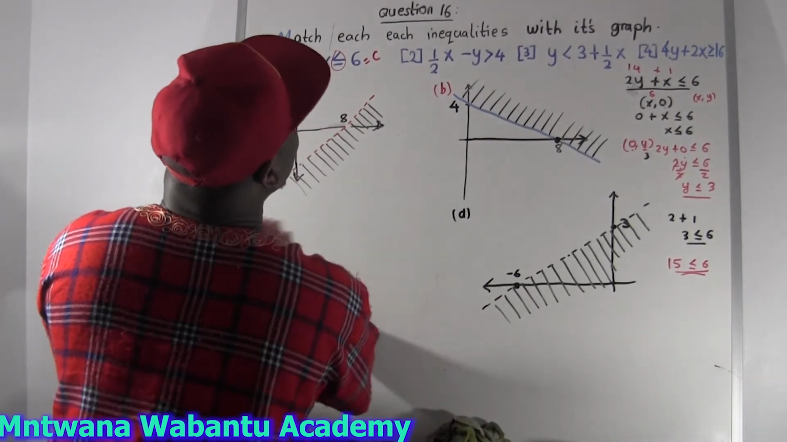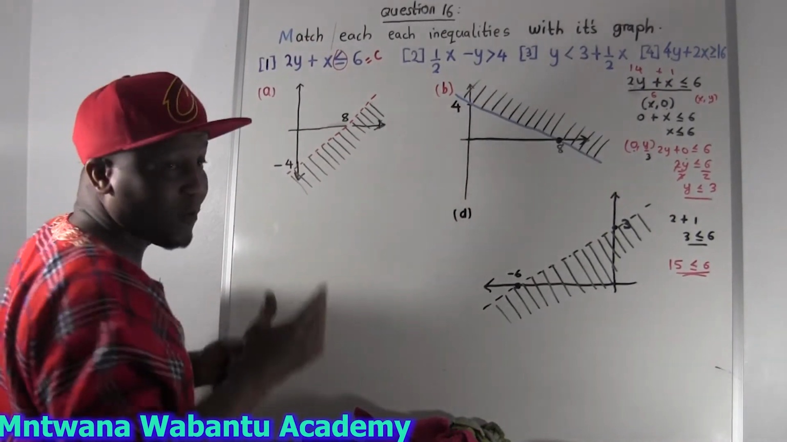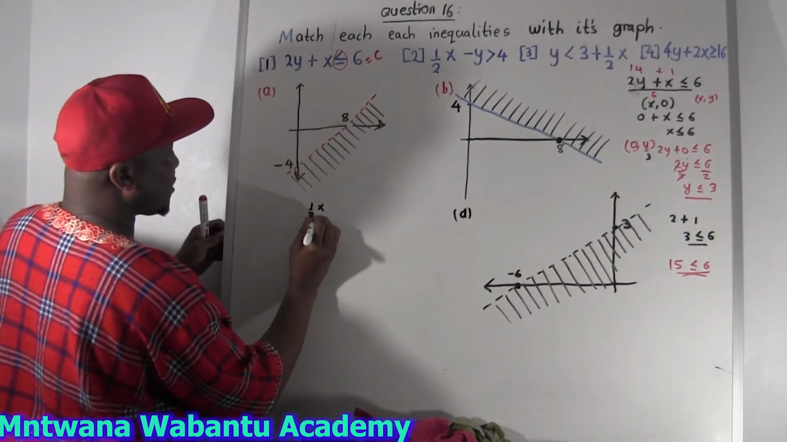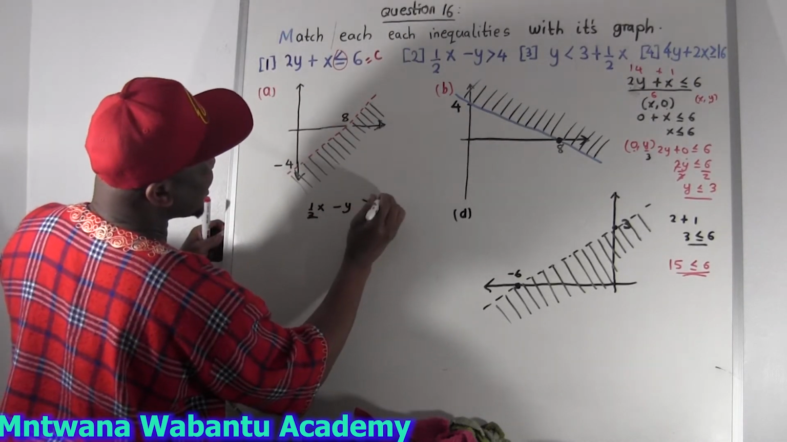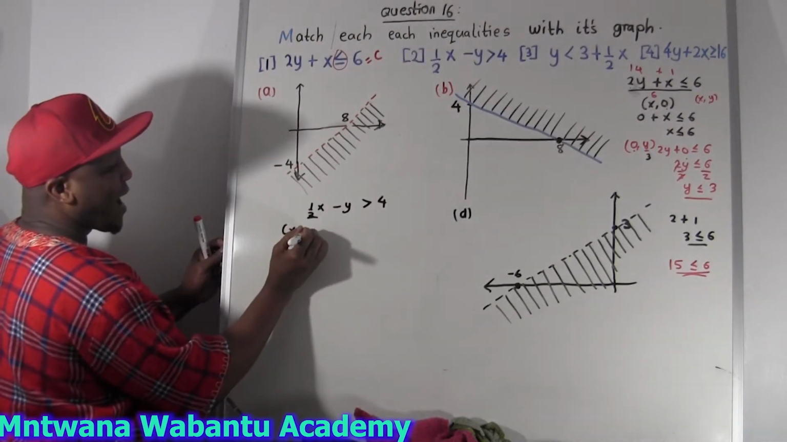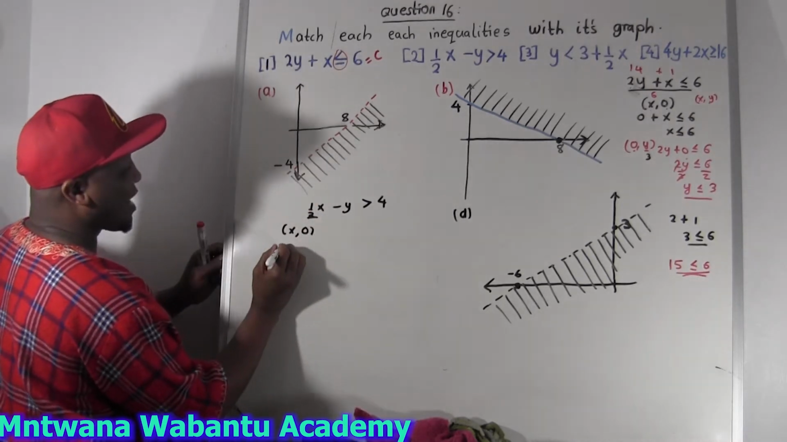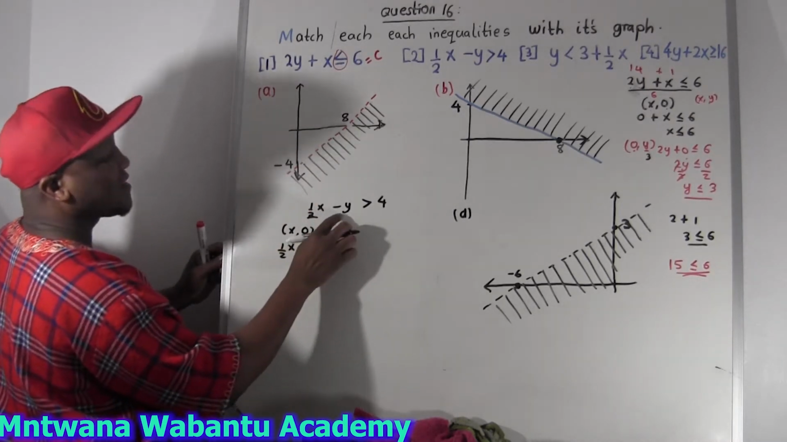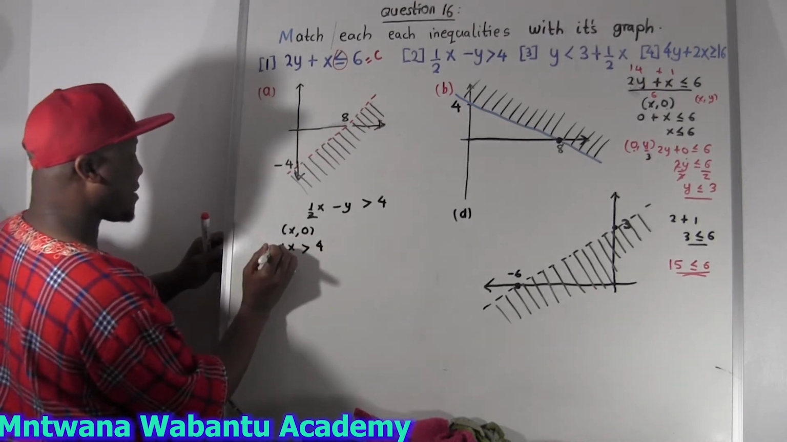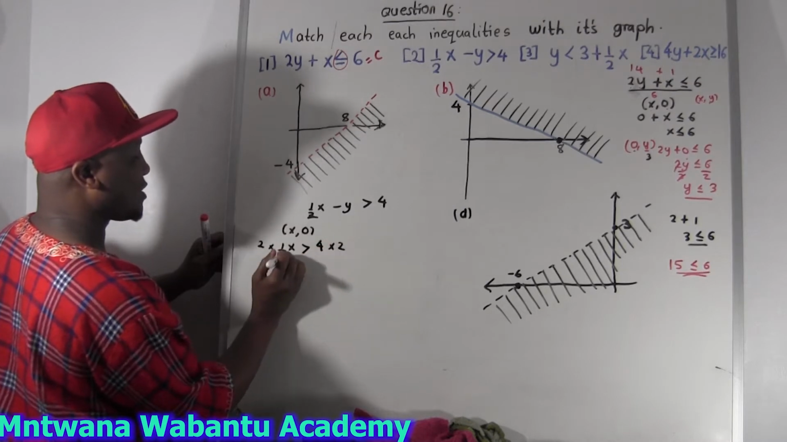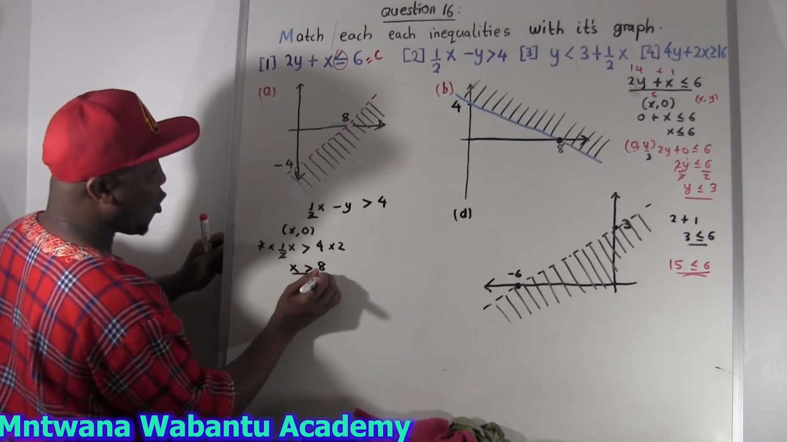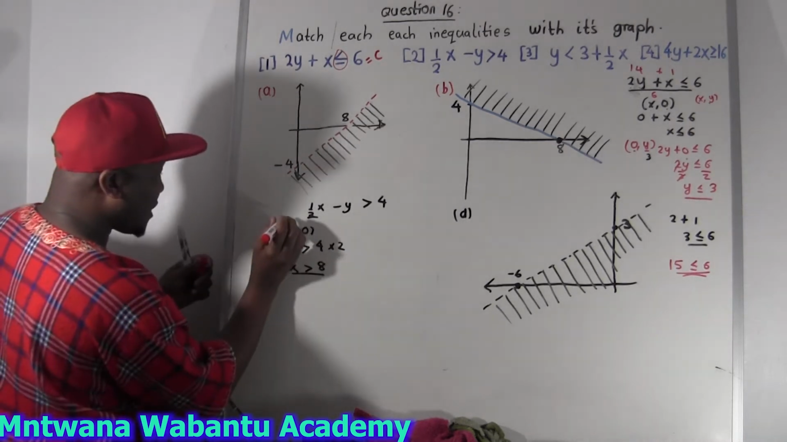Okay, another question. I'll try to go fast because you know the concept, right? So say this is one half x minus y greater than 4. Find the x-intercept. Whenever we find the x-intercept, y equals 0. So we have one half x minus 0 greater than 4. We want to get x, so how are we going to get x? Multiply by 2 throughout. This and this cancel, so x greater than 4 times 2 equals 8. So the x-intercept equals 8.